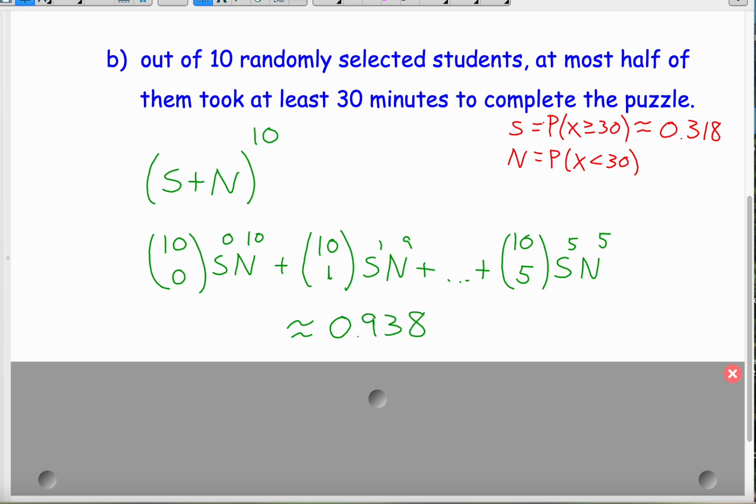So we're tying together ideas that we learned before with these new ideas with normal distribution. And that's it.